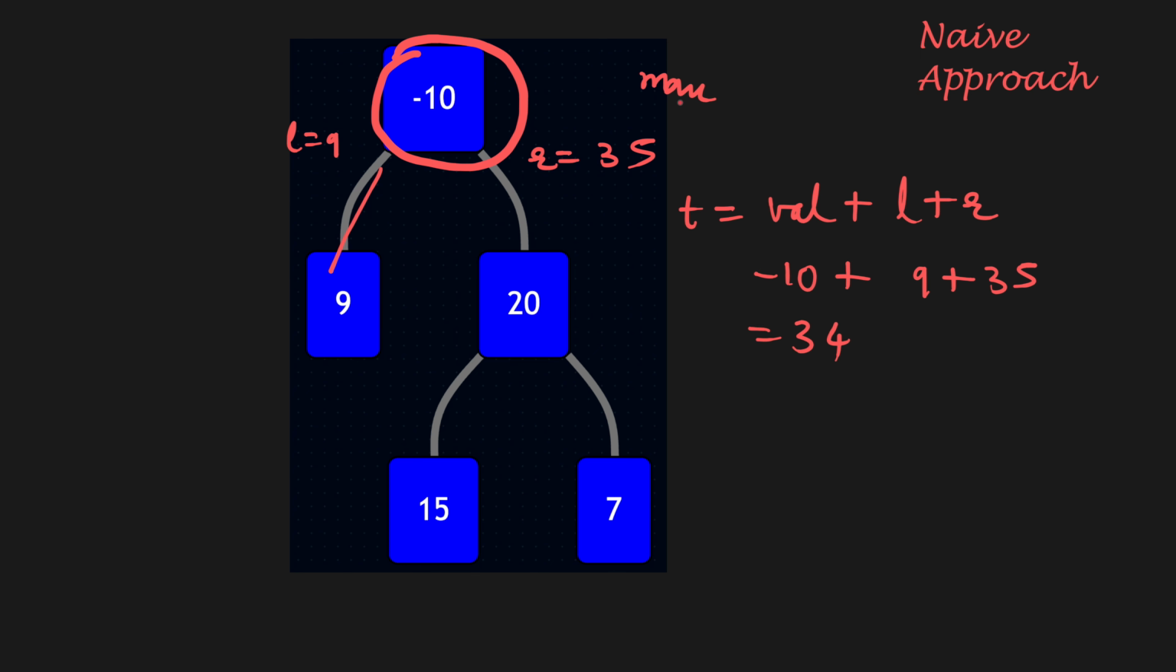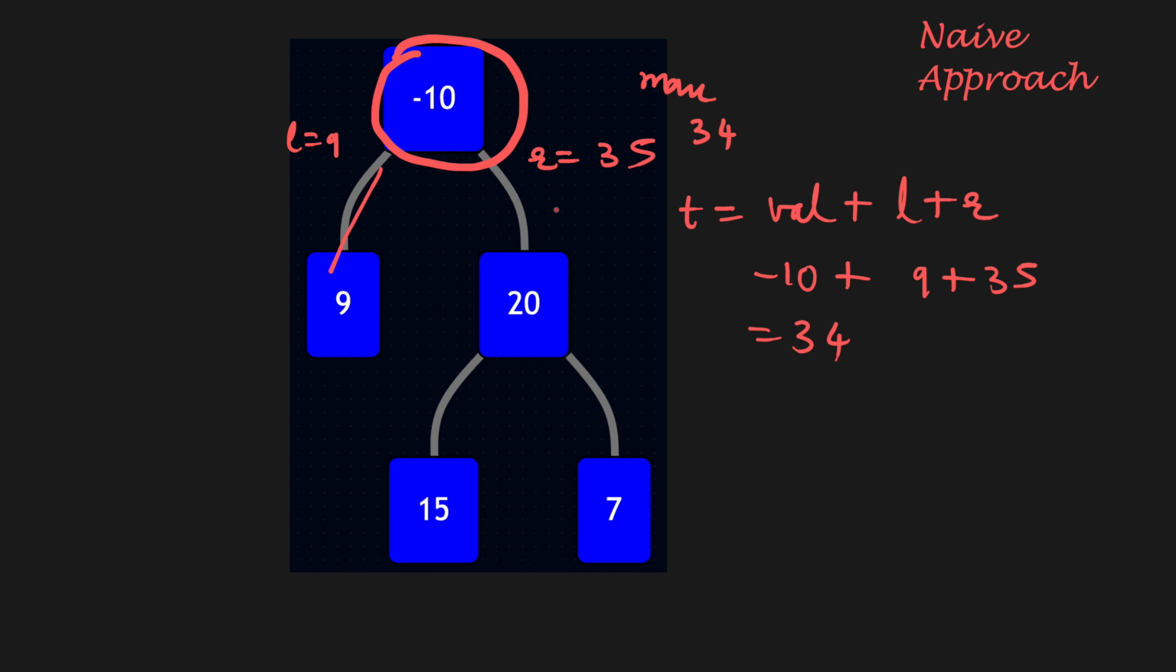So here this sum is equal to 34. Initially the maximum sum was negative infinity, and since it is greater than our current global maximum, initially set to some smaller value, 34 becomes the new maximum. And we are not done yet. We have to repeat this process for all the nodes in the tree, because this maximum path sum can lie anywhere.